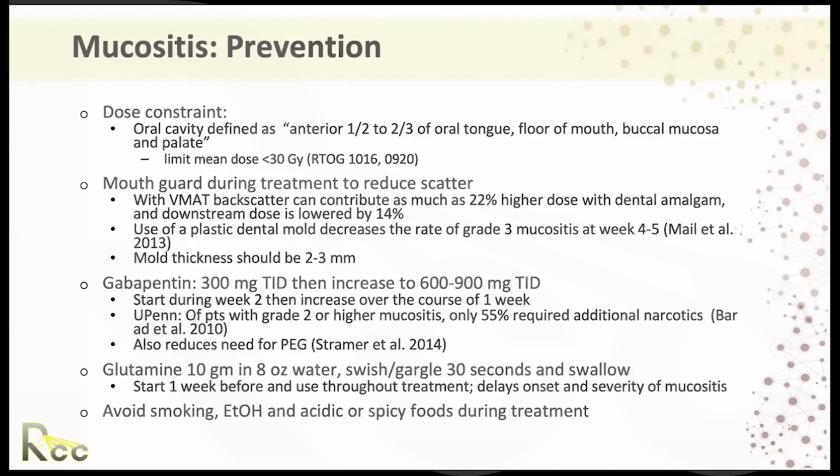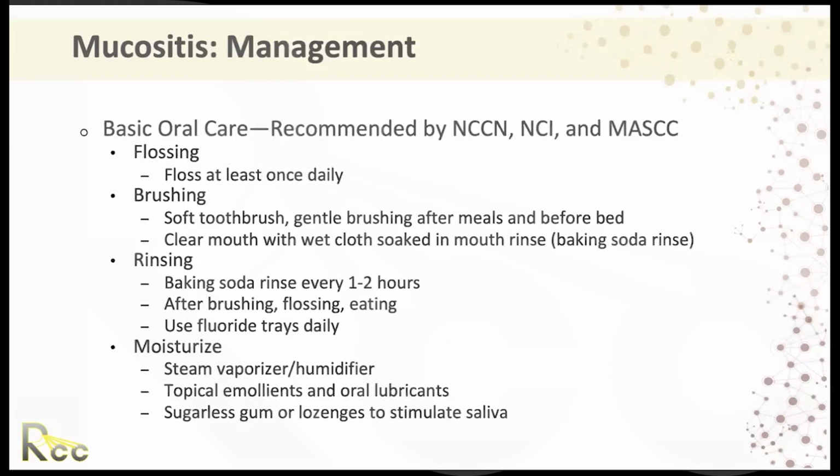Glutamine is another agent that has been used in patients to decrease mucositis. We talked about, again, avoiding smoking, avoiding alcohol, and avoiding spicy foods during treatment. Another step that we routinely talk about with our patients is doing gargles with salt, baking soda, and water. It's the cheapest thing that we can do for our patients, and to me, one of the most effective, these oral rinses.